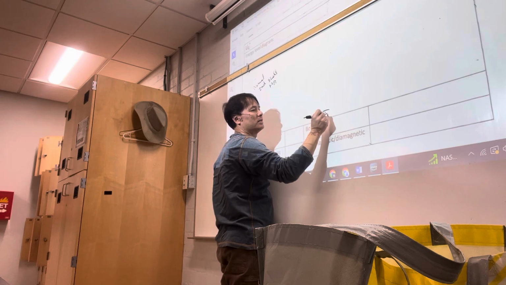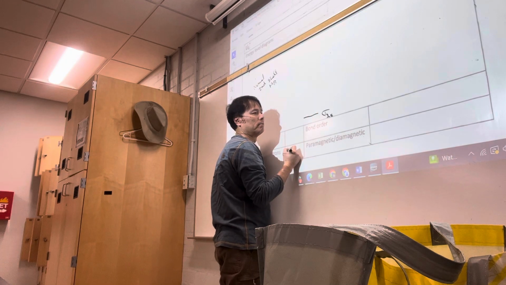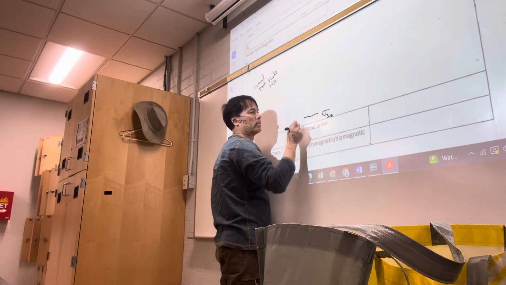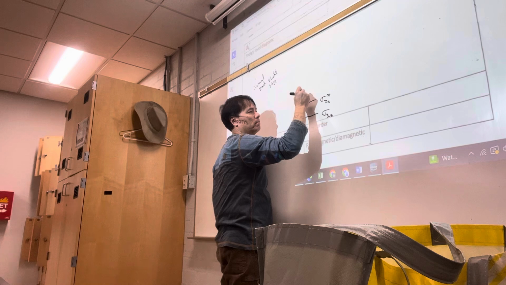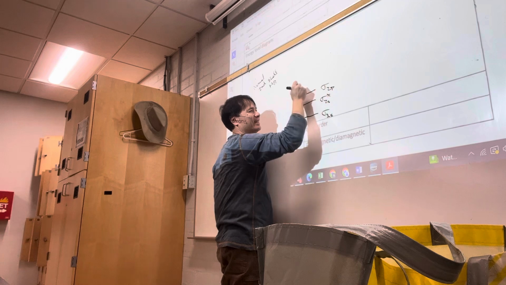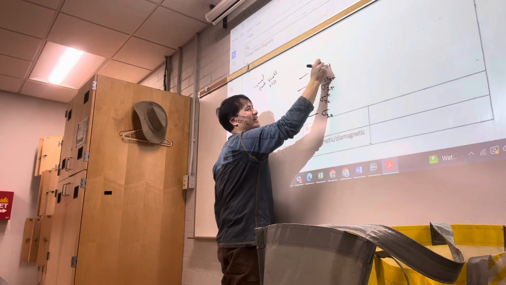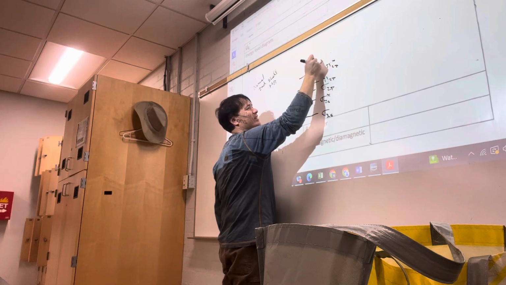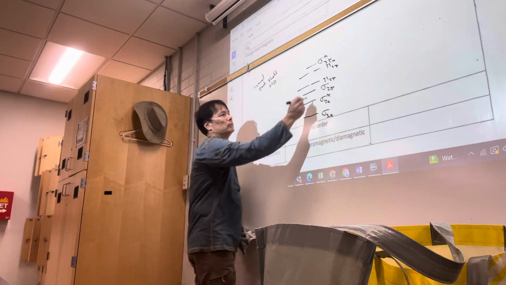So we start off with the sigma 2s followed by what? Sigma star 2s followed by sigma 2p followed by pi 2p, pi star 2p, sigma star 2p. That's good. So this is our normal MO diagram here.